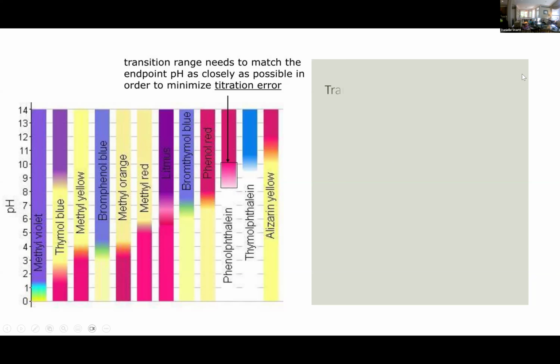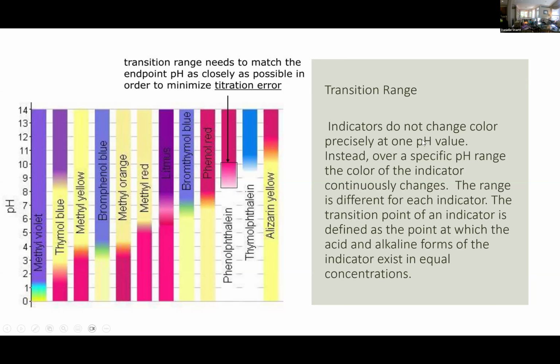All kinds of indicators. So we have what's called a transition range. Like I was saying, indicators don't change color precisely at one pH value. Instead, over a specific pH range, the color of the indicator continuously changes. The range is different for each indicator. The transition point of an indicator is defined as the point at which the acid and alkaline forms of the indicator exist in equal concentrations. So right here in the middle for your phenolphthalein, this is where you've got equal concentrations. So remember that they work over a range.